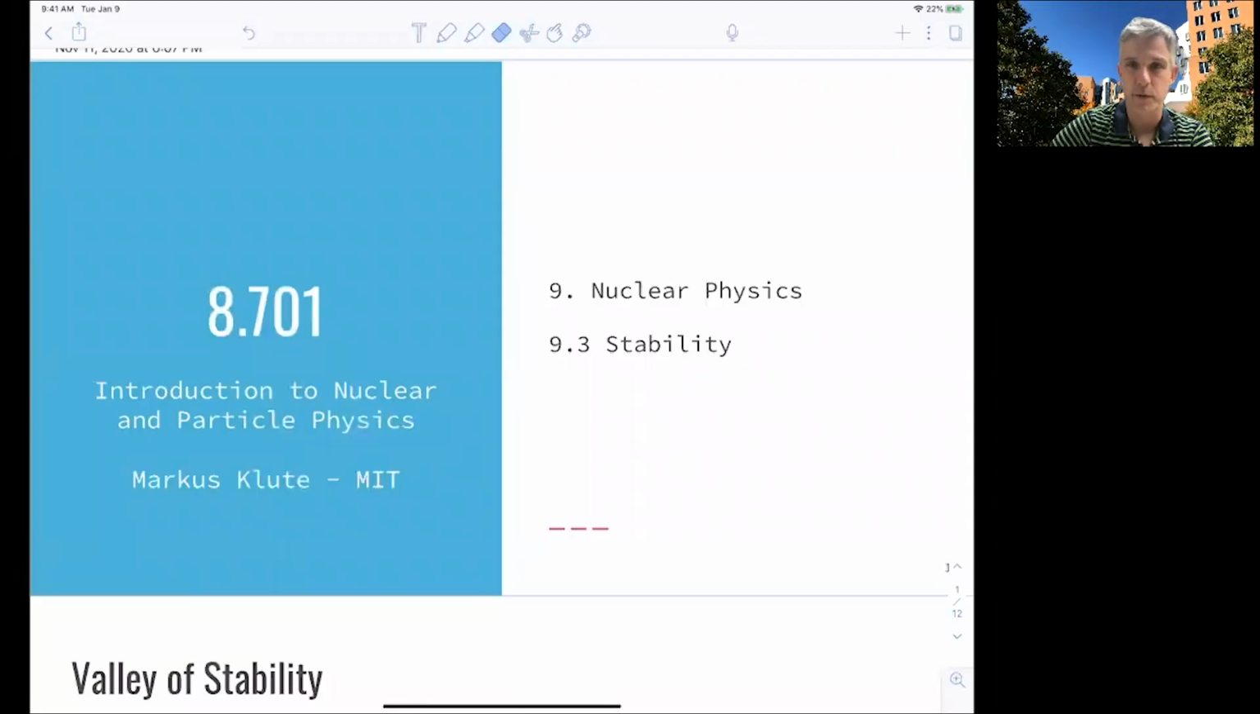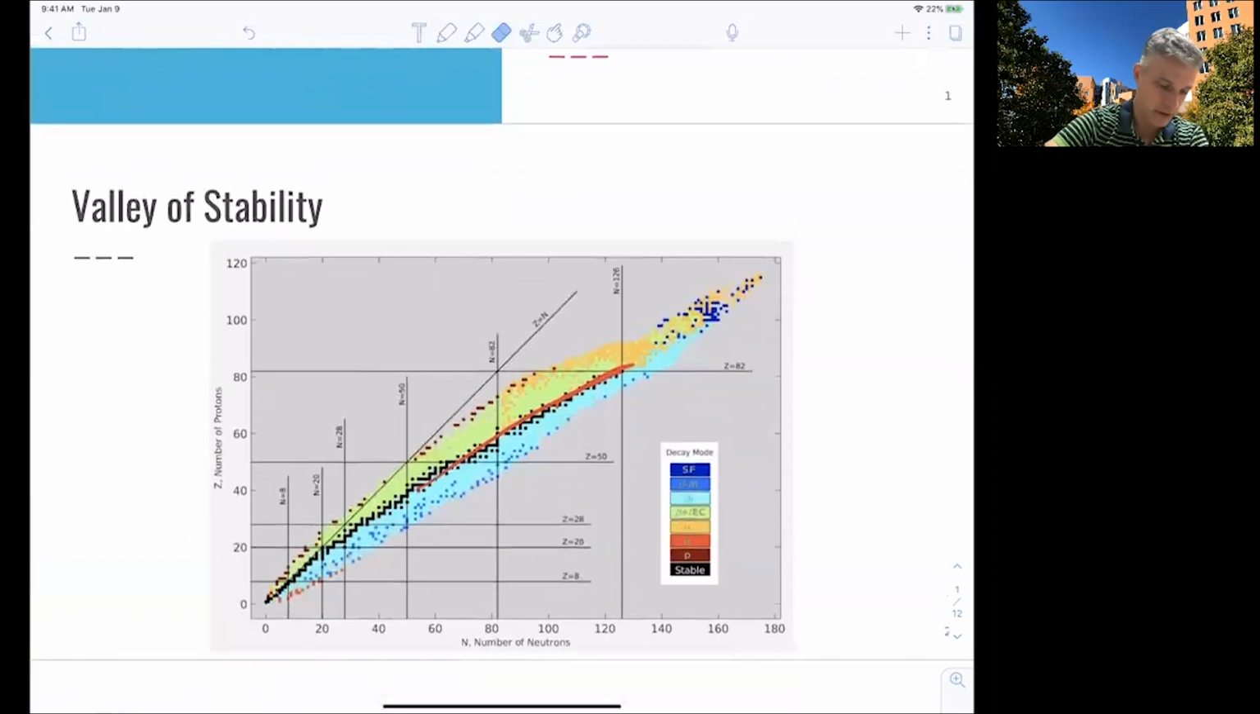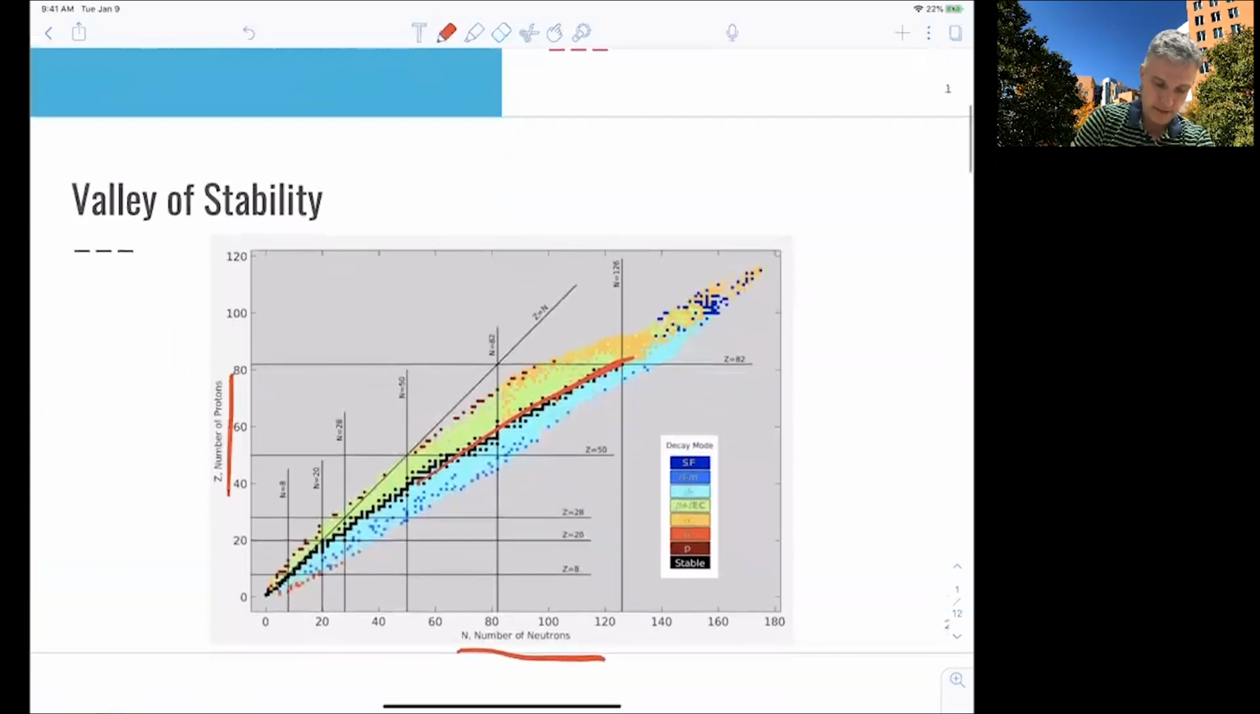Welcome back to 8701. So in this video, we talk about stability and the opposite of stability, the decays of nuclei. Okay, so let's look at this diagram first, which shows the number of protons and the number of neutrons here. And you find that the stable elements sit in the so-called valley of stability. So there's a certain part of our nuclei which are stable.